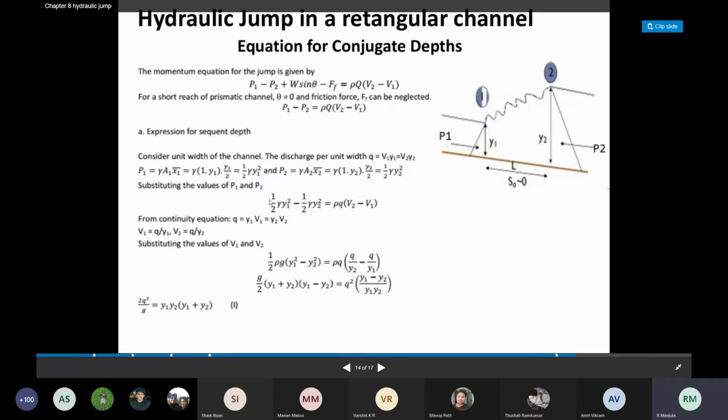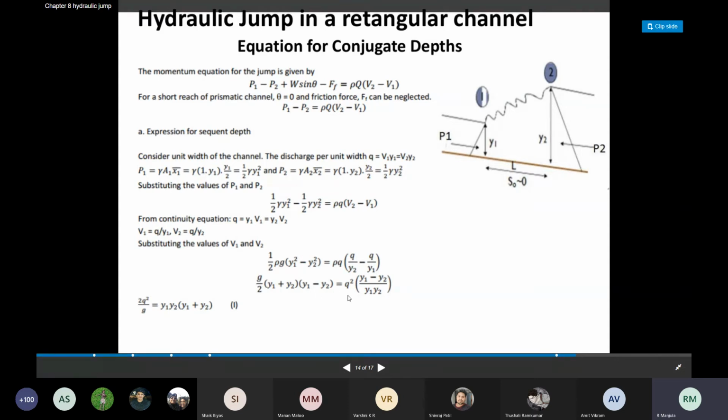Now 1 by 2 will be outside, and gamma is nothing but rho g. So rho g into y1 square minus y2 square is equal to rho q into q by y2 minus q by y1. Now g by 2 is equal to rho, which gets cancelled. You'll have y1 square minus y2 square, which is y1 plus y2 into y1 minus y2. It is going to be q square into, if you simplify this, y1 minus y2 divided by y1 y2. Now again upon simplification, this will be 2q square divided by g.